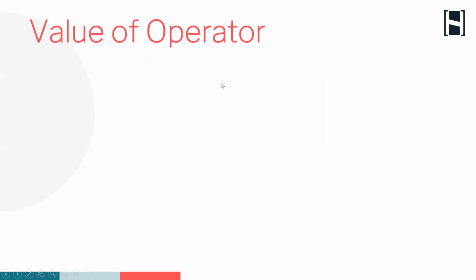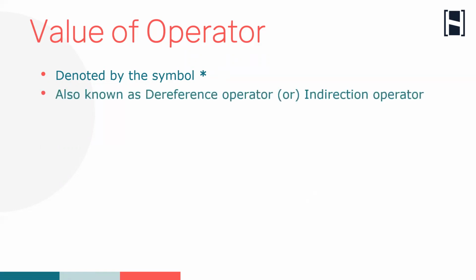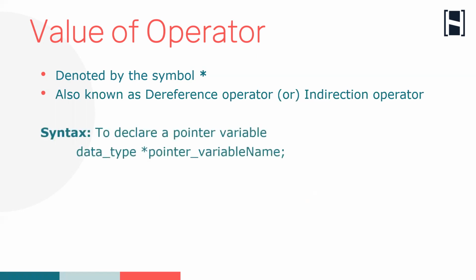First we will be discussing the value of operator. The symbol that is used to denote this operator is the asterisk, or we also call this the multiplication symbol. For now we are going to refer to it as the asterisk. This operator is also known as a dereference operator, and another name for it is indirection operator. These are just the alternative names by which we can refer to this value of operator. One is dereference and the other one is indirection.